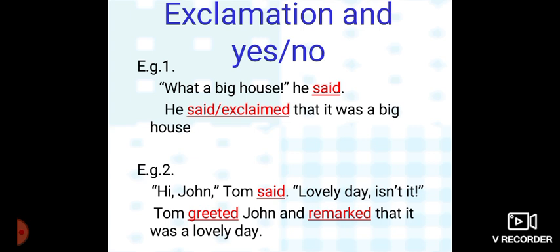Second example is: "Hi John," Tom said. "Lovely day, isn't it?" This is a two-person conversation. They greeted each other, right? Tom greeted John because he said "Hi John." So Tom greeted John and remarked, since he also continues his sentence. That's why we add the words "and remarked." After that we add the conjunction: that it was a lovely day. These are the rules we have for changing.